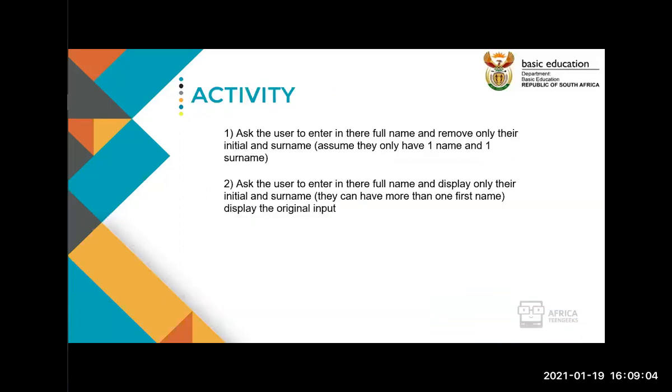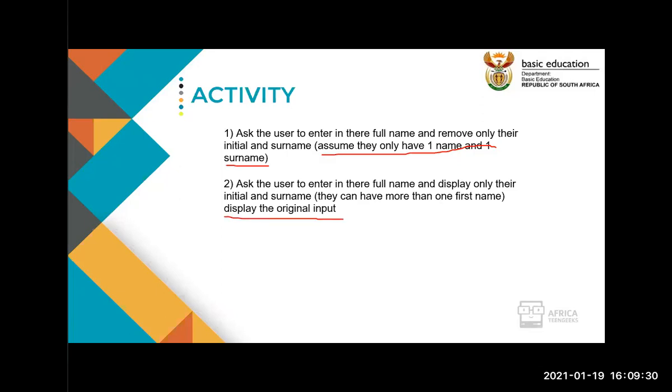Okay, that was the output. The activity: ask the user to enter their full name and remove only the initials and surname. Assume they have one name and one surname. I did that program already, and I'm going to go through it. Where's that program again? Oh, before we do that program, there's one more function that you'll need to know.